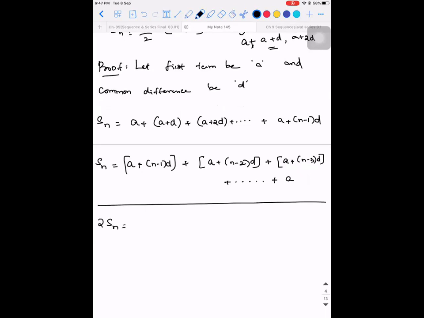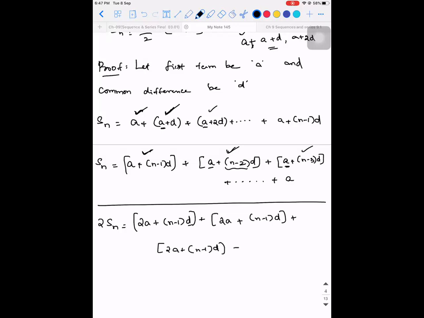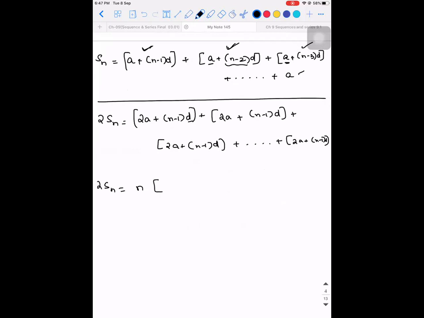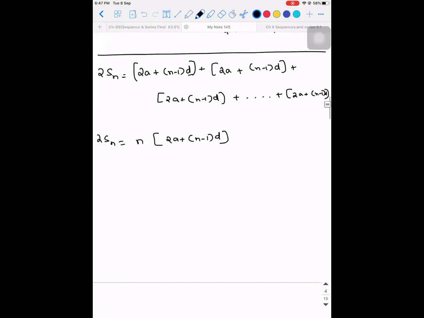2 times Sn is equal to, add the corresponding terms. When I add a to a plus n minus 1 into d, I will get 2a plus n minus 1 into d. Is it right? a plus a, 2a plus n minus 1 into d. a plus d and a plus n minus 2 into d. a plus a is 2a. n minus 2 into d plus d is n minus 1 into d. Plus the third term, a plus 2d plus a plus n minus 3 into d. It will be 2a plus n minus 1 into d. What will be the last term? a plus n minus 1 into d plus a, 2a plus n minus 1 into d. So 2 times Sn is equal to, you are adding 2a plus n minus 1 into d with itself n times. So what will Sn be?